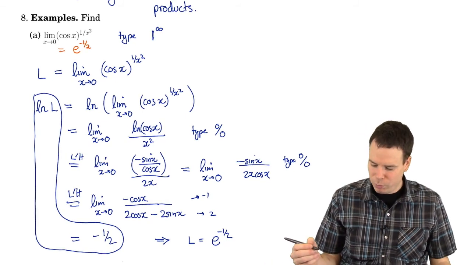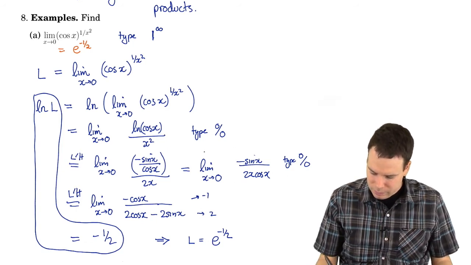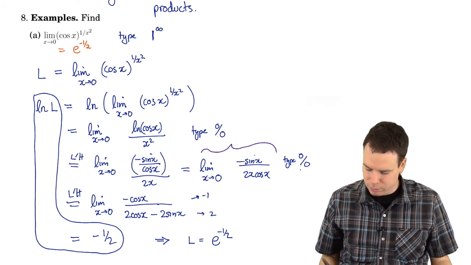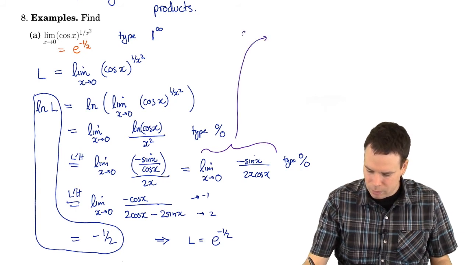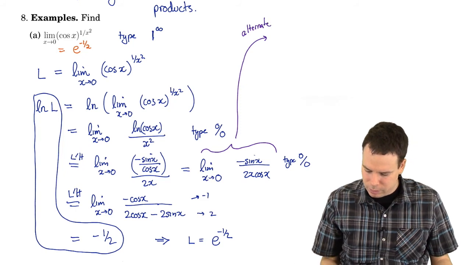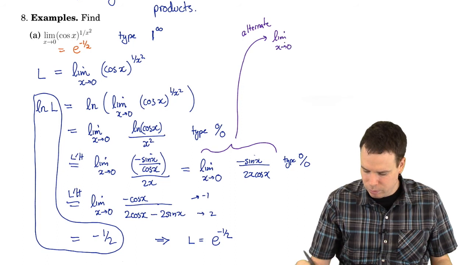At this stage, it might be worthwhile pointing out that although we used L'Hopital's rule twice here to get our result, this second one wasn't actually necessary to apply L'Hopital's rule. We could look at it in another way. So here's an alternate way to look at that second limit. The limit as x goes to 0 of negative sine x over 2x cos x.